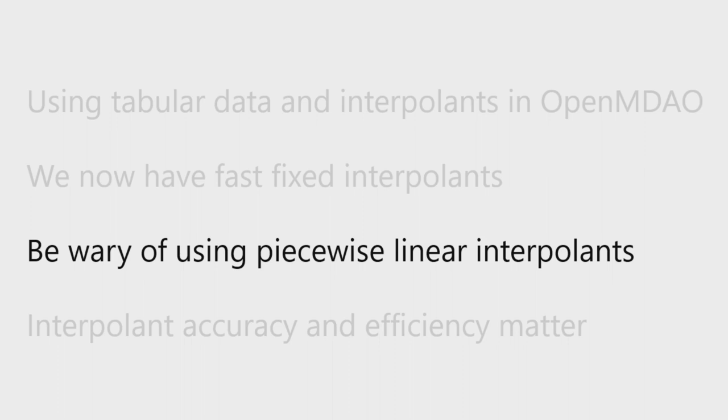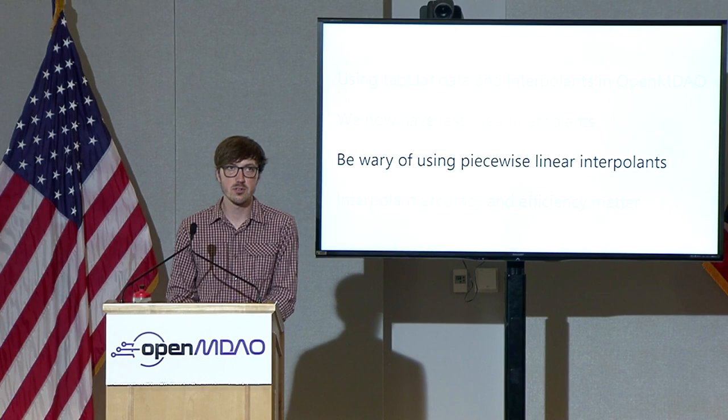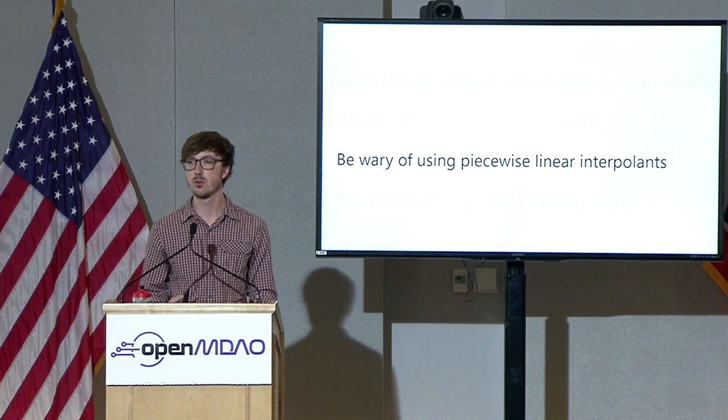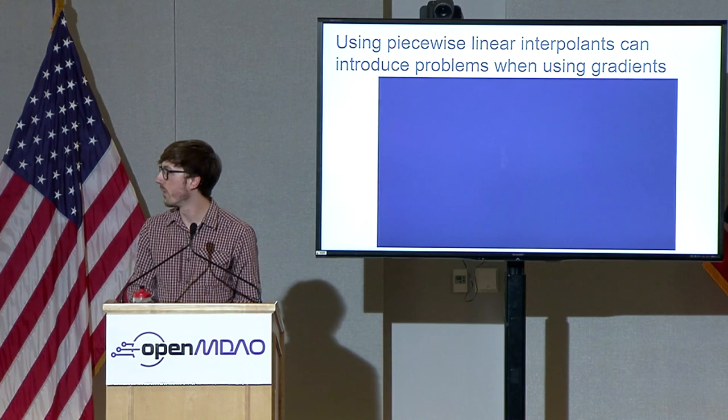This is a different but related topic. Interpolants matter. The type of interpolant that you use matters. And this is a cautionary tale. Maybe this is obvious to you, maybe it's not. But be wary of using piecewise linear interpolants. Like I said, the most simple way to interpolate between discrete data is simply to connect the data, to draw a straight line between each data point. But if you're using gradient-based optimization, this can easily get messy. It can get unfun. And the reason why is that this introduces a discontinuity.